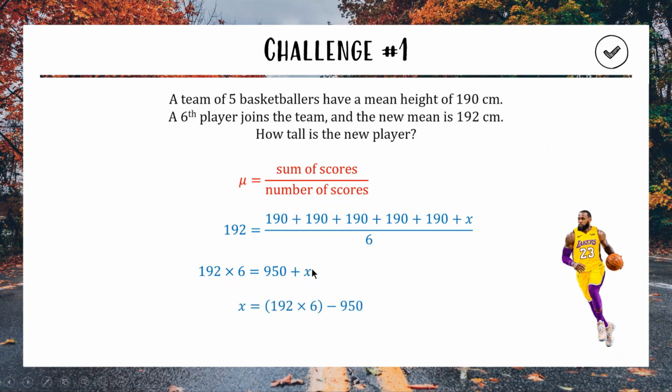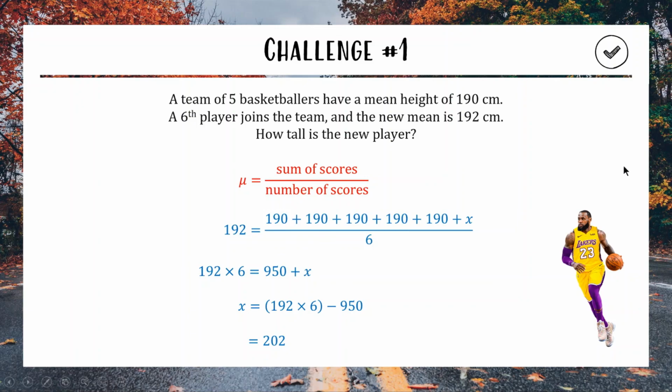Okay, so now we're going to work backwards. We're going to solve for x by subtracting 950. So we'll do 192 times 6. We'll take away the 950, and this will get us the value of x. So it works out that x equals 202, which you may have figured out by doing a bit of trial and error, but here's how we can use a direct algebraic method that gets us a correct answer without any guessing and checking.